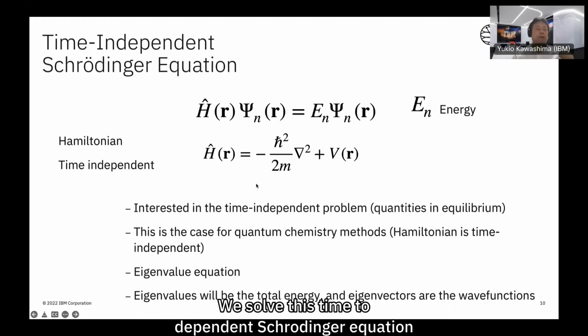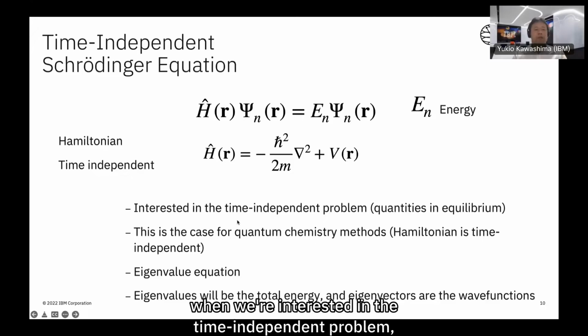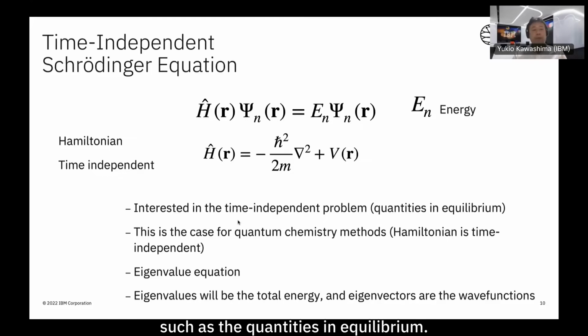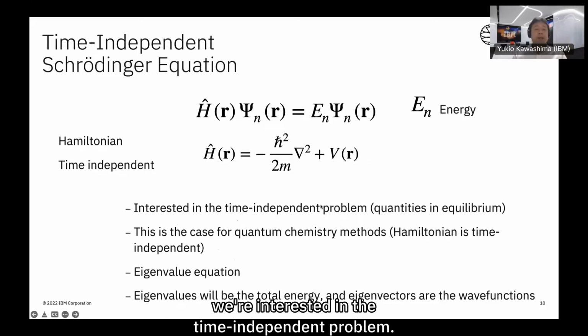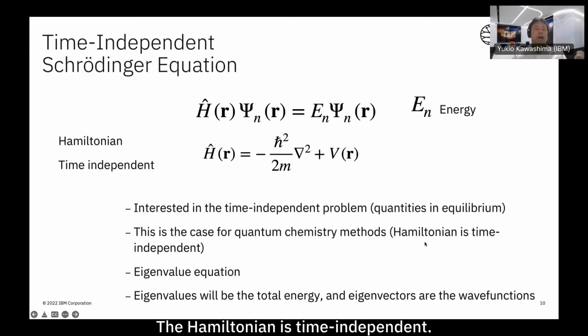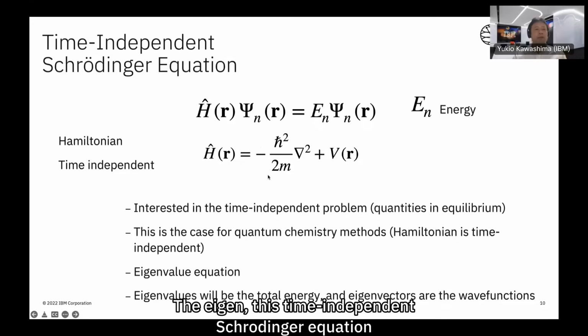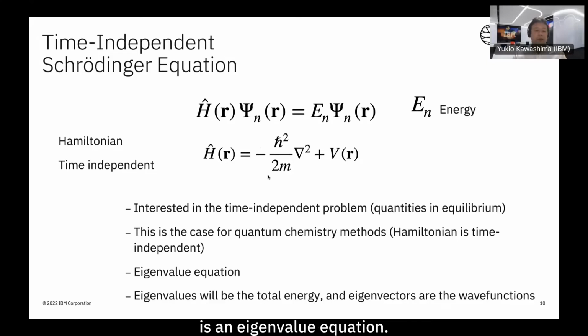We solve this time-independent Schrodinger equation when we're interested in the time-independent problem, such as the quantities in equilibrium. So in time-dependent Schrodinger equation, you solve it when you're interested in the time-dependent problem, of course. So in the case of quantum chemistry, we're interested in the time-independent problem. The Hamiltonian is time-independent. So we're going to solve this time-independent Schrodinger equation. This time-independent Schrodinger equation is an eigenvalue equation.